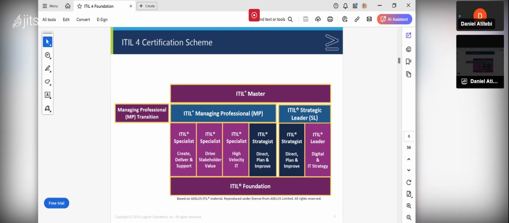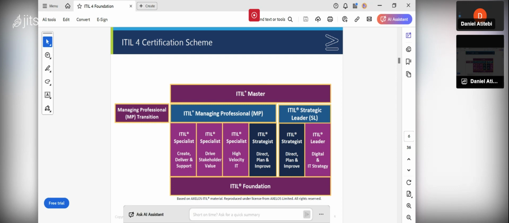Let's look at the ITIL 4 certification schemes. Now, this is ITIL 4 Foundation. It spans across the managing professional transition. That means that we have routes in the ITIL certification schemes, but you must first finish the ITIL Foundation course before you can go to the next level. And that's why it spans across the managing professional, which is the MP transition.